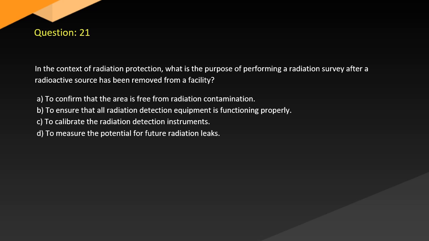Question 21. In the context of radiation protection, what is the purpose of performing a radiation survey after a radioactive source has been removed from a facility? A. To confirm that the area is free from radiation contamination. B. To ensure that all radiation detection equipment is functioning properly. C. To calibrate the radiation detection instruments. D. To measure the potential for future radiation leaks.